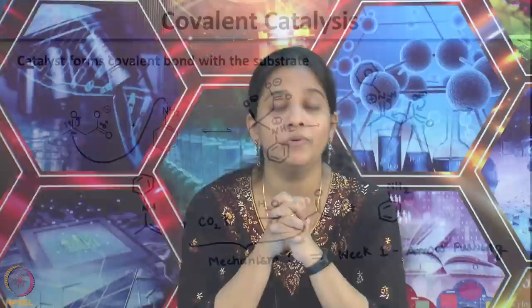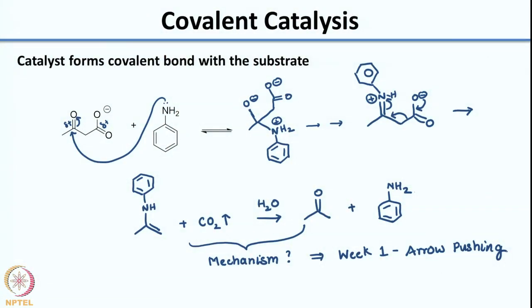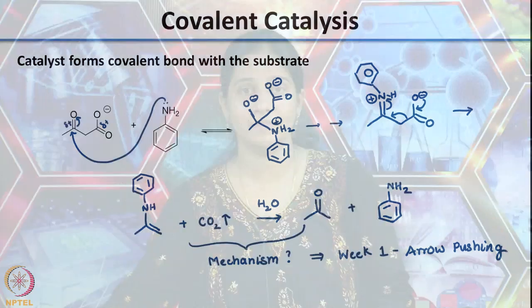Alright, so now what you see is formation of this iminium intermediate improves the reaction considerably, because now you have a greater driving force for this elimination to take place. So the formation of this iminium adduct has been used quite a bit even in asymmetric catalysis. So, a very nice example of where covalent catalysis has been used is in peptide synthesis.